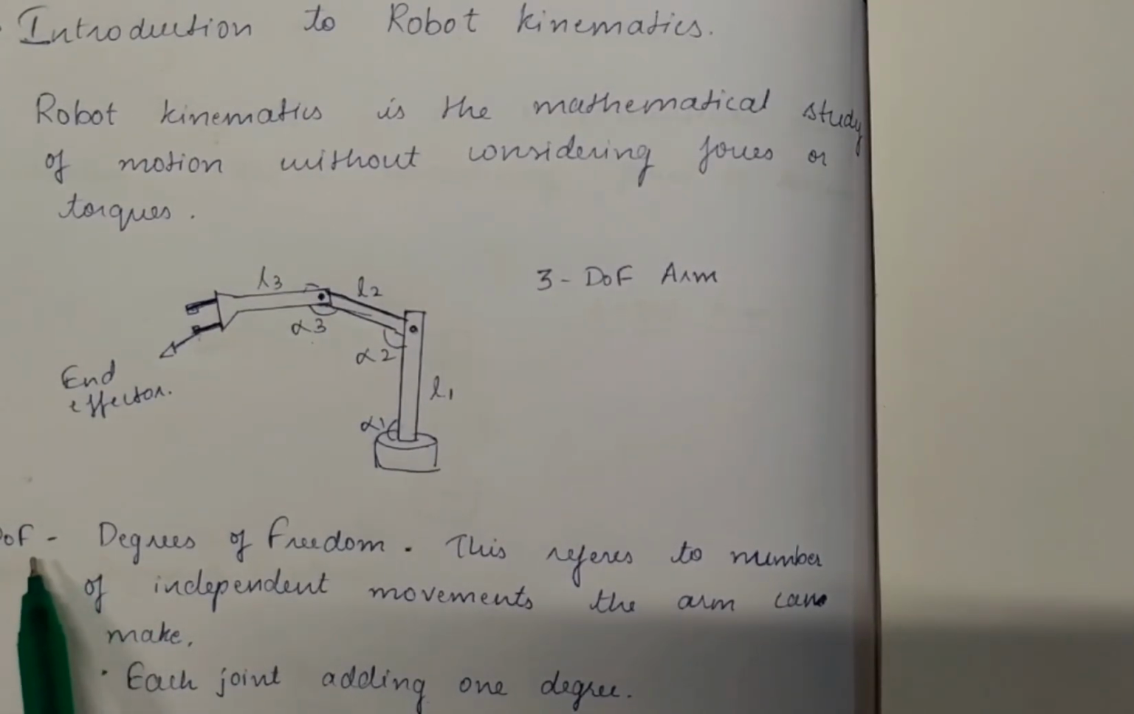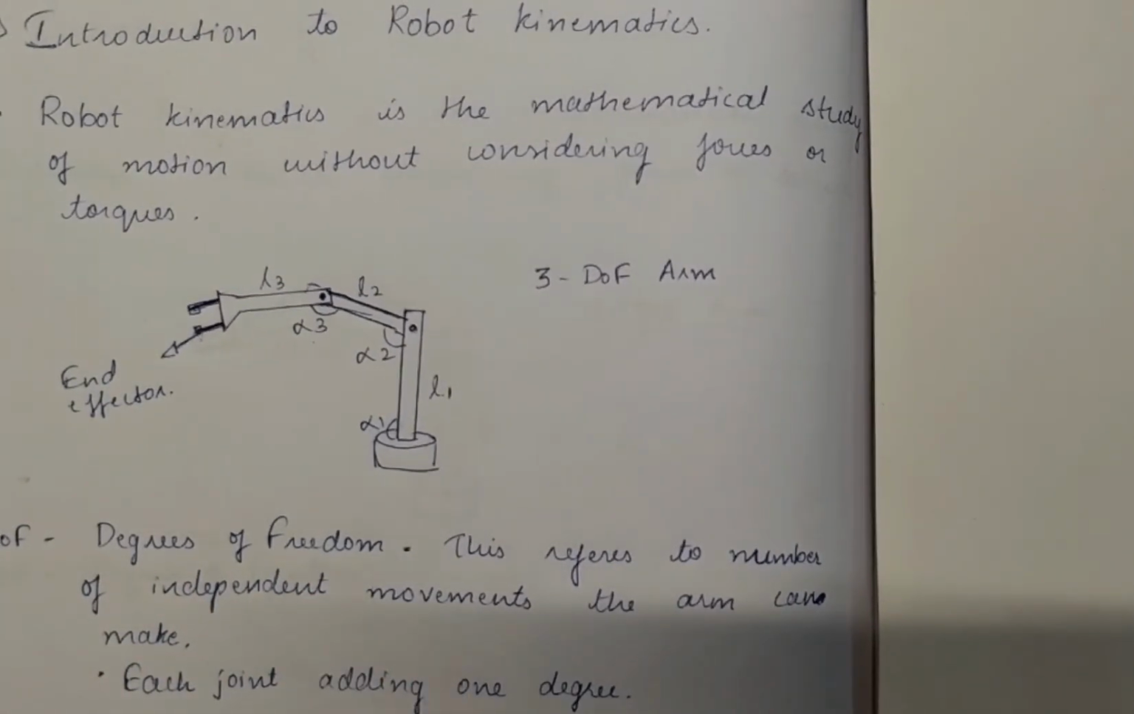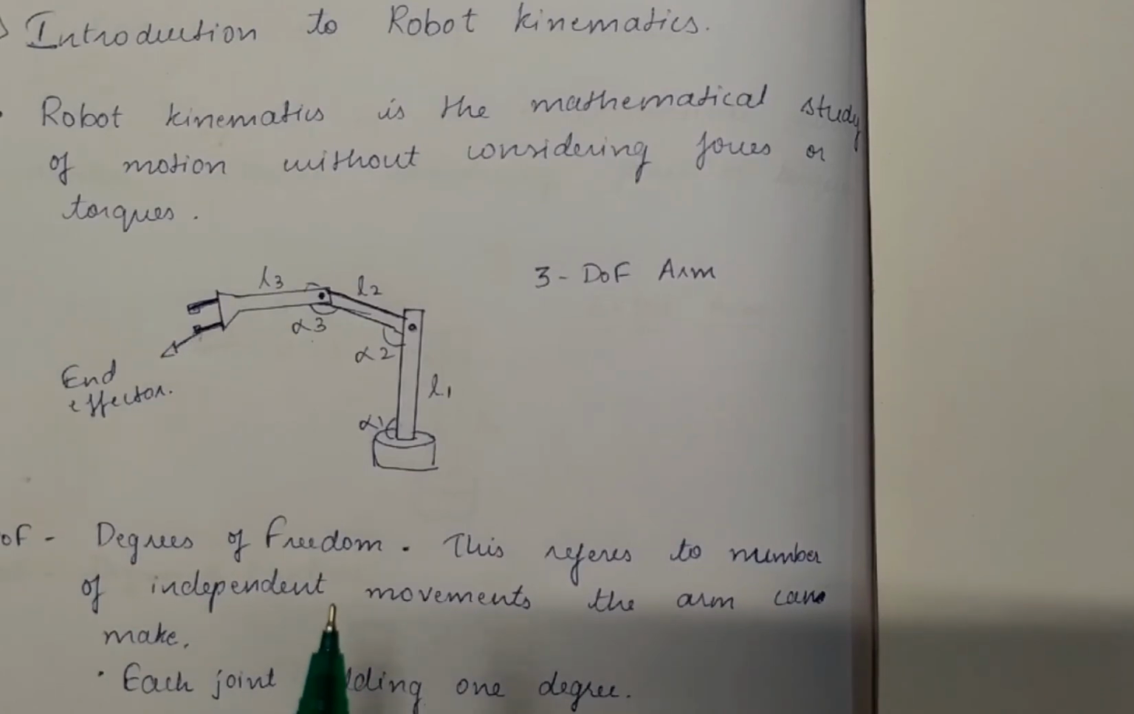And degrees of freedom refers to the number of independent movements the arm can make. That means the number of joints the arm has, each joint adds 1 degree of freedom.